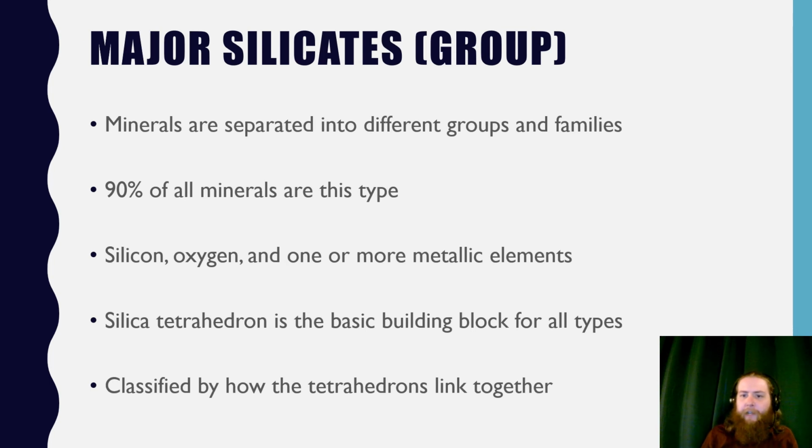So we're going to briefly discuss the different groups and families of minerals. We're going to have first the group, which is the large category, and then inside of the group we'll have families, which are the smaller categories. 90% of our minerals are going to be silicates. So they're going to have silicon, they're going to have oxygen, and they're going to have one or more metallic elements mixed around in there. For all of these, they're going to have a silica tetrahedron as their basic building block, and then they're classified differently by how their tetrahedrons link together.